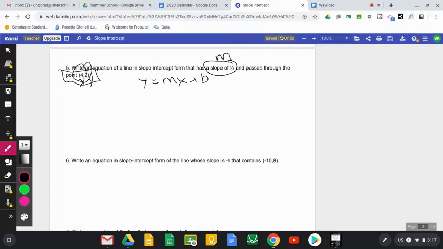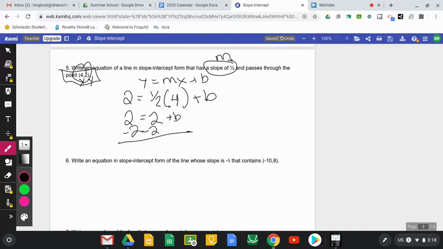b is. So my y is a 2 equals 1/2, x is 4, plus b. Now I solve for b. 2 equals 1/2 times 4 is 2, plus b. Subtract 2 from both sides and get 0 is b. So this equation is y equals 1/2 x plus 0, or just y equals 1/2 x.